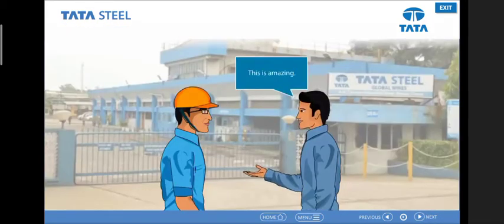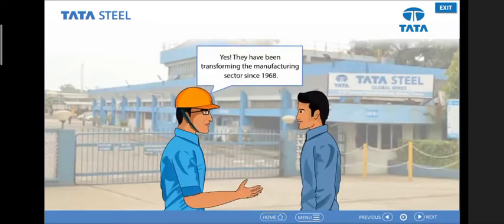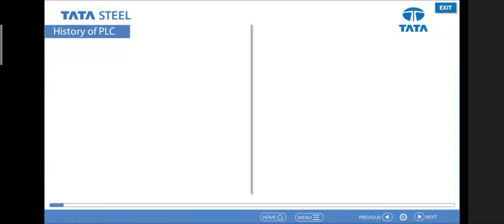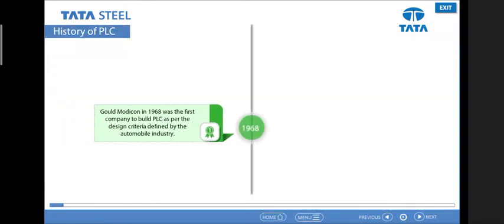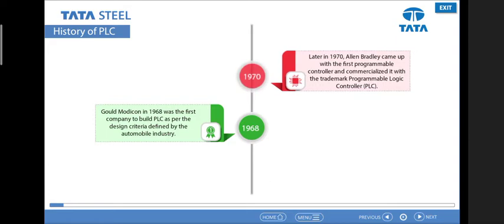This is amazing. Although we don't see PLCs, they seem to be everywhere. Yes, they have been transforming the manufacturing sector since 1968. Take a look. Gold Modicon in 1968 was the first company to build PLC as per the design criteria defined by the automobile industry. Later in 1970, Alan Bradley came up with the first programmable controller and commercialized it with the trademark Programmable Logic Controller, PLC. Click Next to continue.